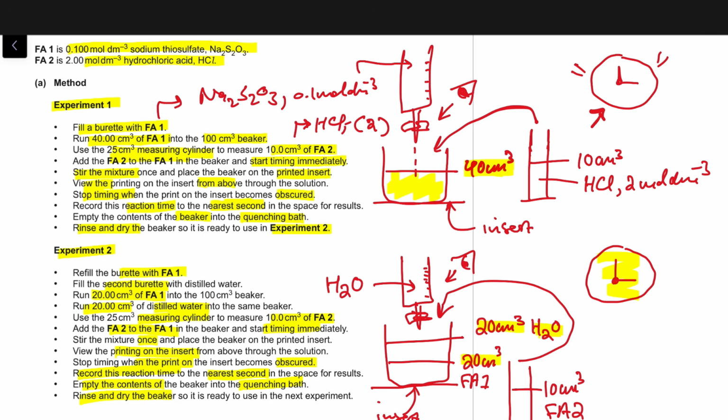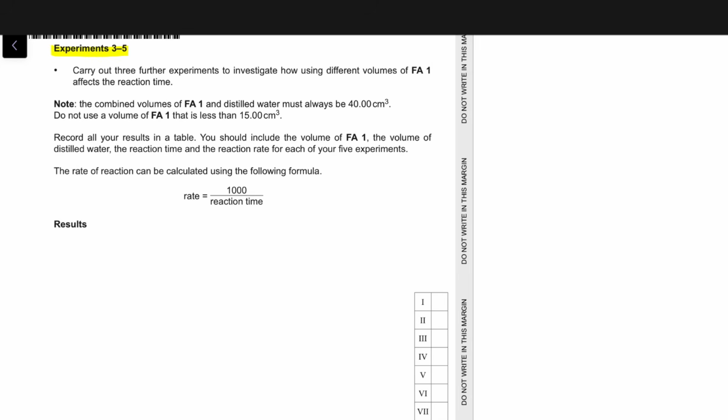Everything else remains the same because the variable we are trying to measure is our concentration of sodium thiosulfate to test the rate, of course, using our reaction time. Now it says here that experiments 3 to 5 should just be 3 further experiments to investigate how using different volumes of FA1 affect the reaction time. So really you would just use varying volumes of distilled water and sodium thiosulfate.